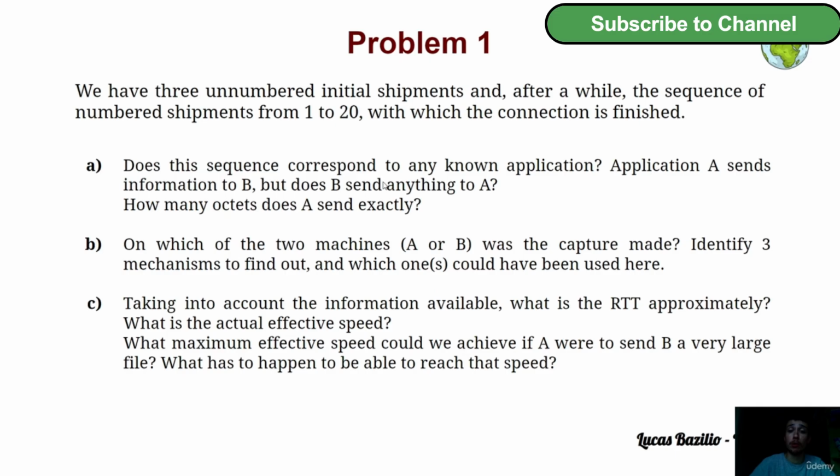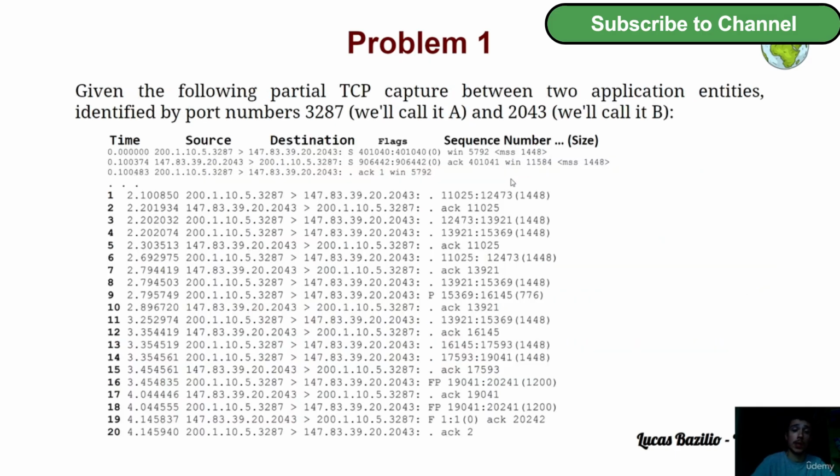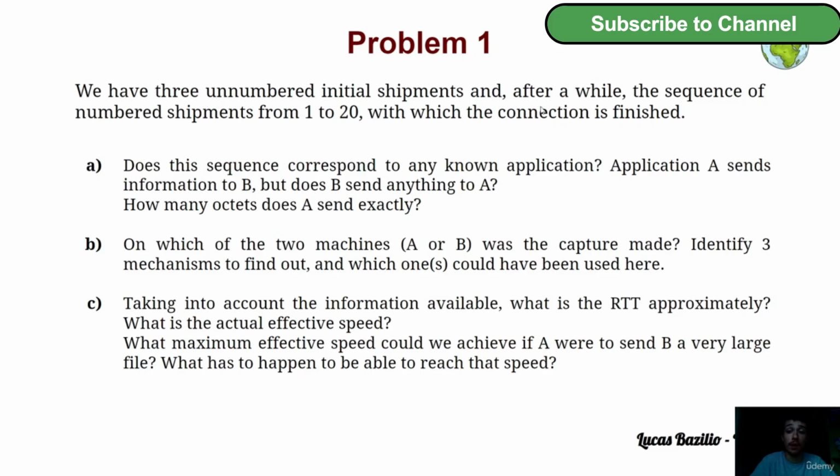Does the sequence correspond to any known application? Very easily, we just check the ports. Are both below 1024? No, none are below 1024. Since none of them are below 1024, they are not well-known ports. They are ephemeral ports.